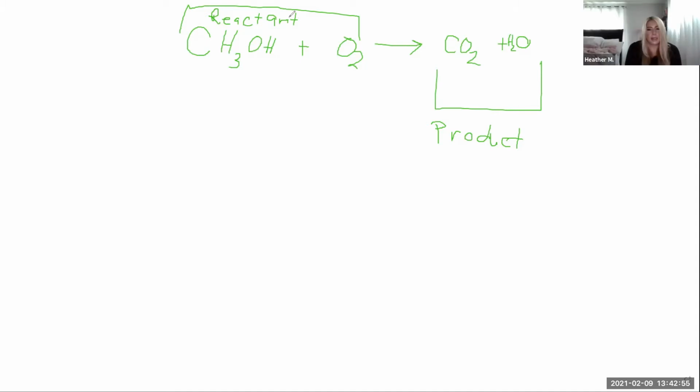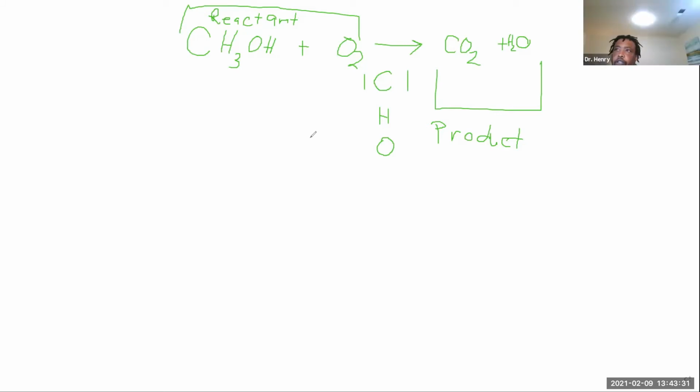No, it's not balanced. Okay, what are the atoms in this reaction? We have carbon, hydrogen, and oxygen. On the reactant side, how many carbon are there? One. On the product side, how many carbon are there? One.